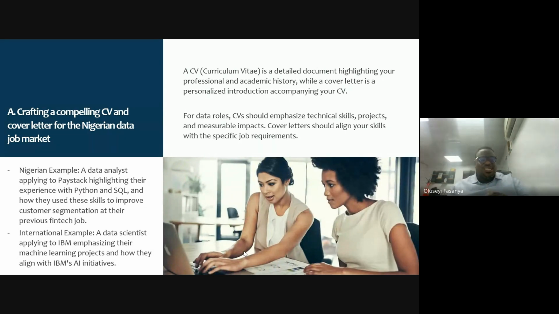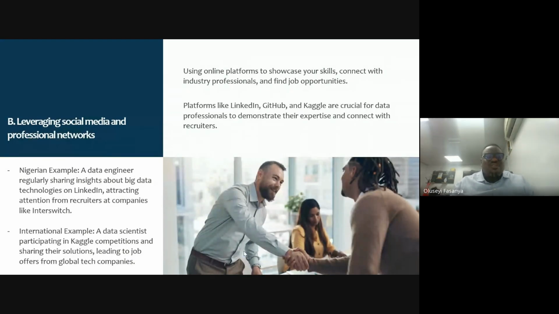There are examples here: a data analyst applying to Paystack, highlighting their experience with Python and SQL, and how they used these skills to improve customer segmentation at their previous fintech job. On the international space, a data scientist applying to IBM, emphasizing their machine learning project and how it aligns with IBM's AI initiative. The other one is leveraging social media and professional networks. We talked about it earlier, using online platforms to showcase your skills, connect with industry professionals, and find opportunities. Platforms like LinkedIn, and don't joke with it.